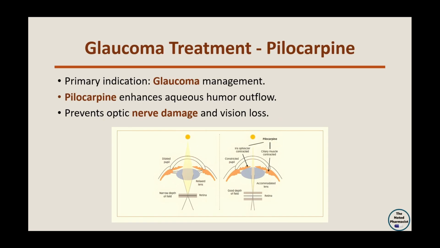Now, let's discuss the clinical indications of parasympathomimetics. Parasympathomimetics, or cholinergic agonists, play a pivotal role in managing conditions linked to reduced cholinergic activity. One of their first approved uses is in glaucoma, where agents like pilocarpine reduce intraocular pressure by enhancing aqueous humor outflow. This property is particularly valuable in preserving optic nerve health and preventing vision loss.